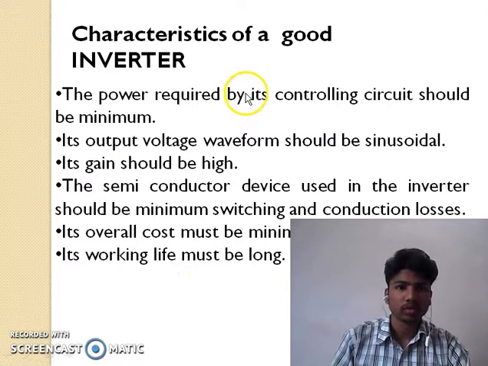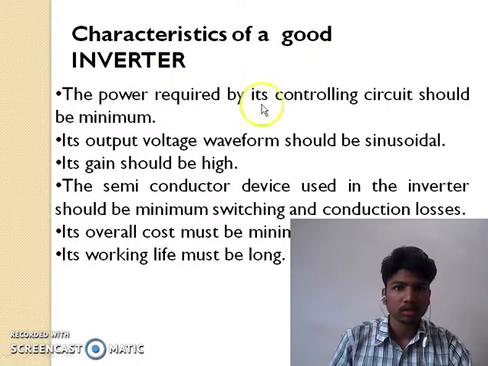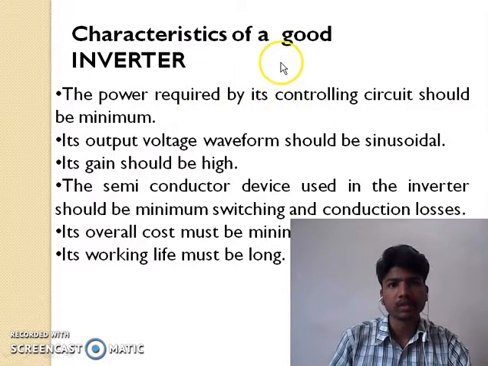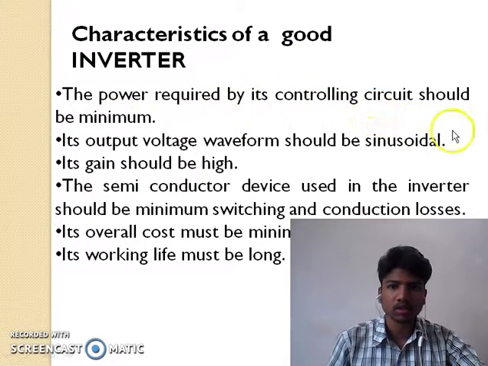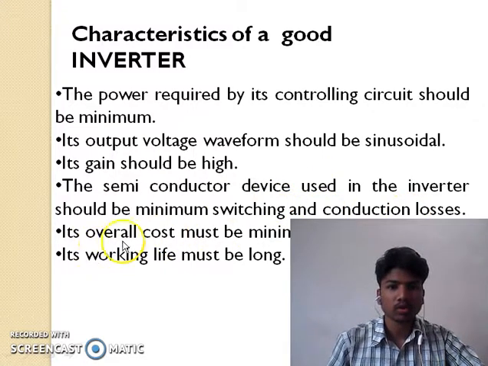Characteristics of a good inverter. Now we are seeing the characteristics of inverters. The power required by its controlling circuit should be minimum. Its output voltage waveform should be sinusoidal. Its gain should be high. The semiconductor devices used in the inverter should have minimum switching and conduction losses. Its overall cost must be minimum, and its working life must be long. These are the characteristics of a good inverter.